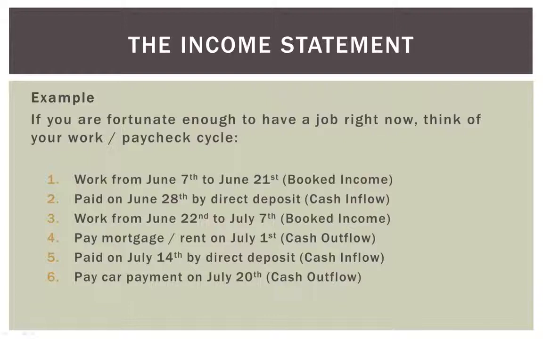That's 2 more weeks of booked income. And then on July 1st, we have to pay our mortgage or our rent. And that is a cash outflow. On July 14th, we are paid again, which is a cash inflow. And then we pay our car payment a few days later on July 20th.